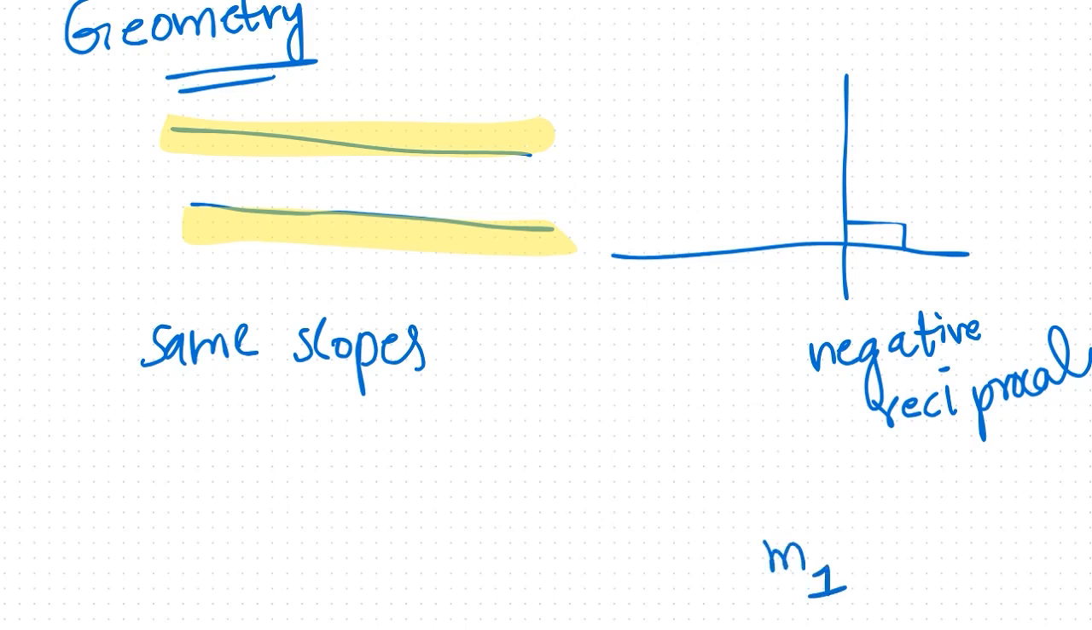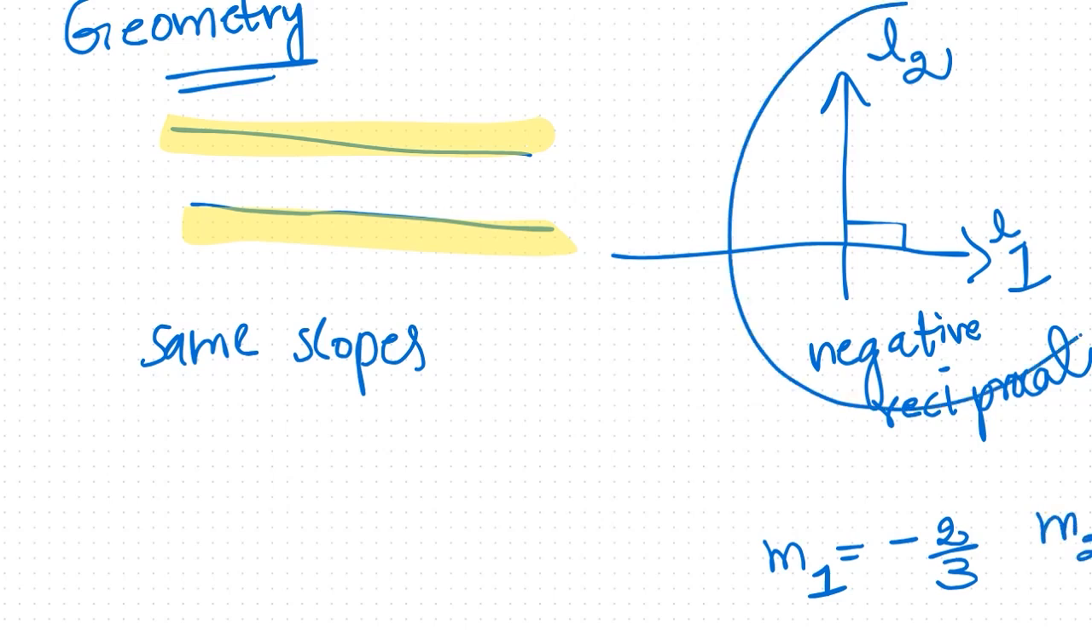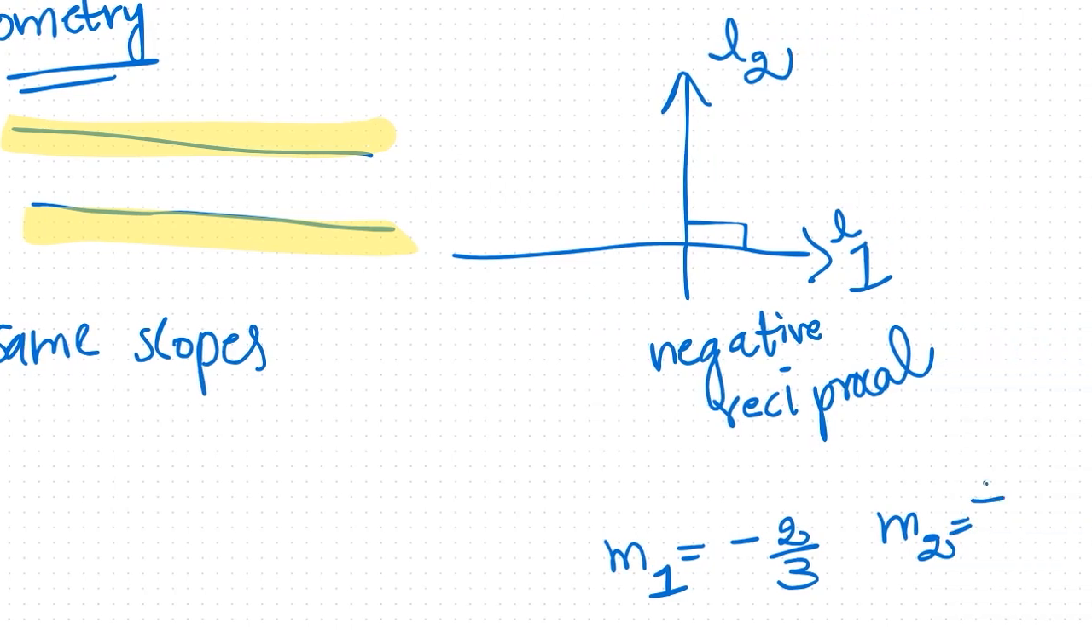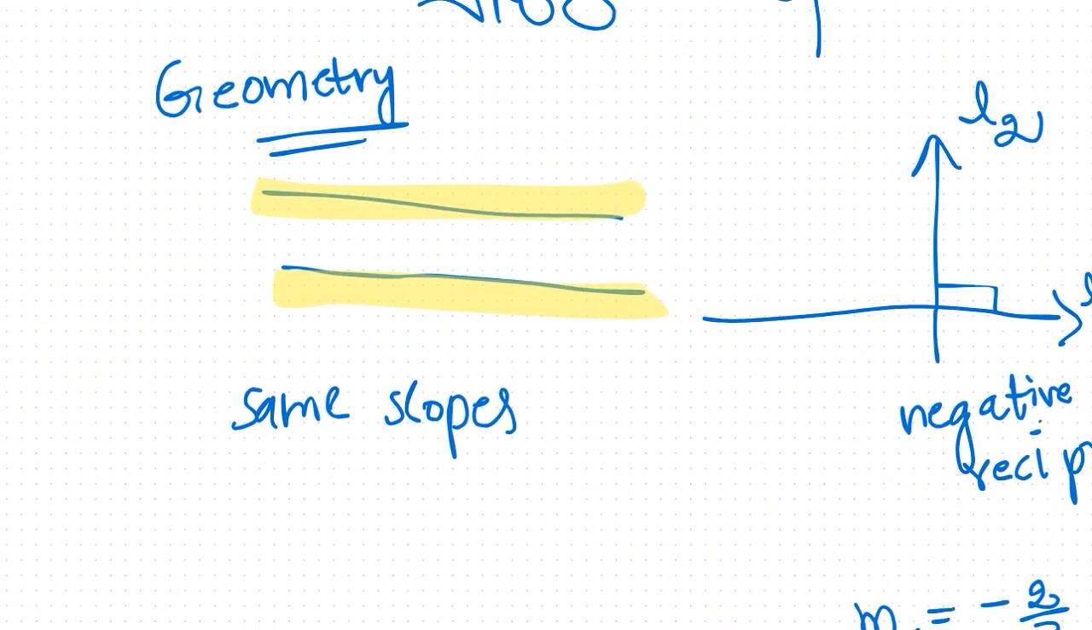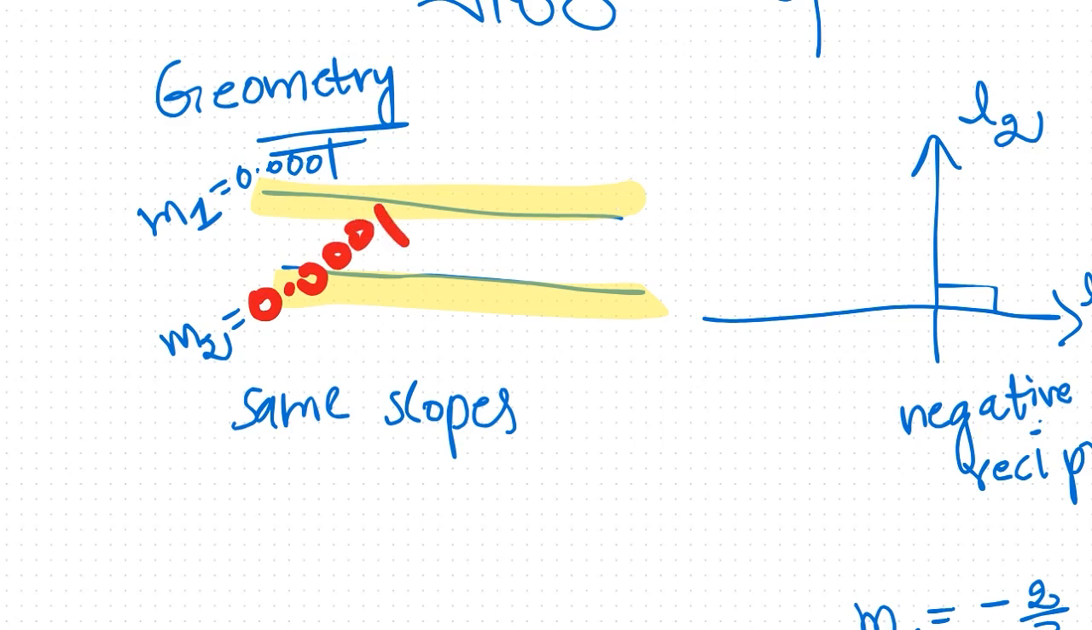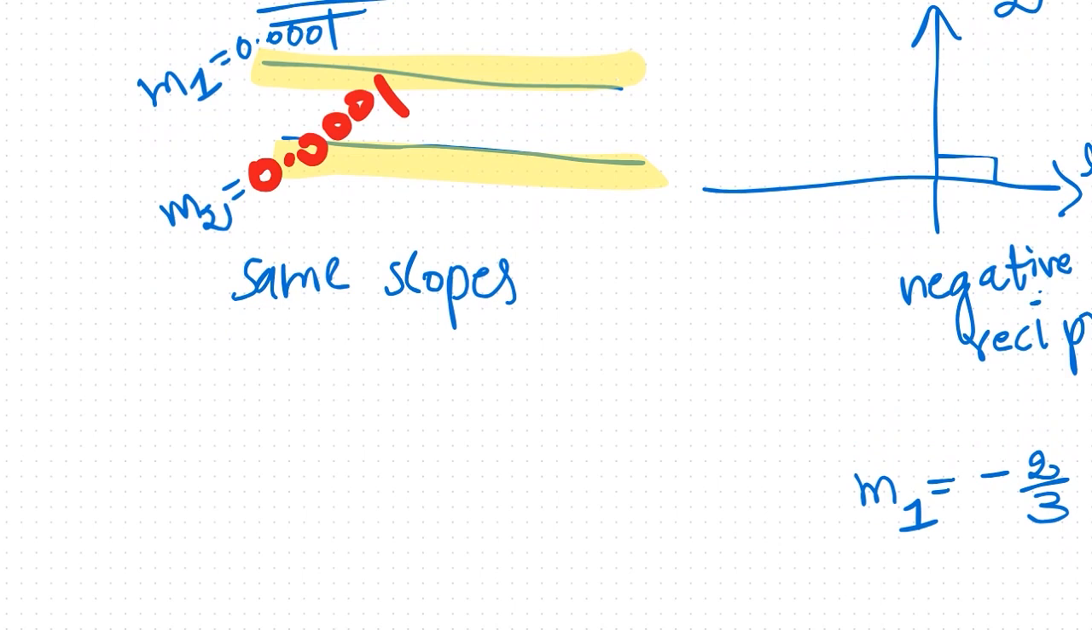So let's say this is line 1 and this is line 2. The slope of line 1 is, let's say, minus 2 by 3. What will be the slope of line 2 for perpendicular lines? 3 over 2, positive 3 over 2. That's it. Let's say the slope of the first line in this case is 0.0001. What will be the slope of line 2? The same, 0.0001. So for parallel lines, same slope.